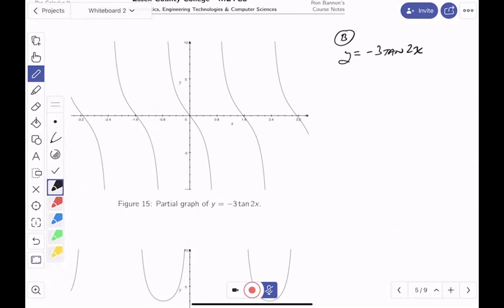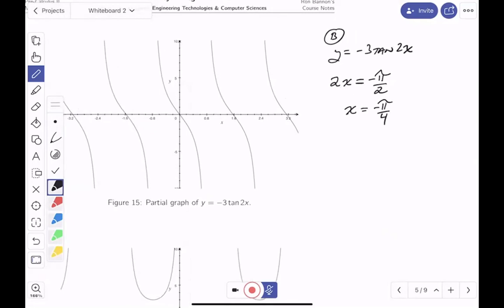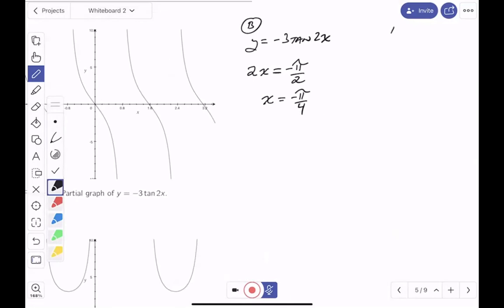And we've talked about the parent. The parent begins at an asymptote, and that asymptote is minus pi over 2. And that means x equals minus pi over 4. Well, let's talk about an end of it. Y equals minus 3 tangent of 2x. And the parent ends at an asymptote, and that asymptote is going to be pi over 2. So it's going to be pi over 4 now.